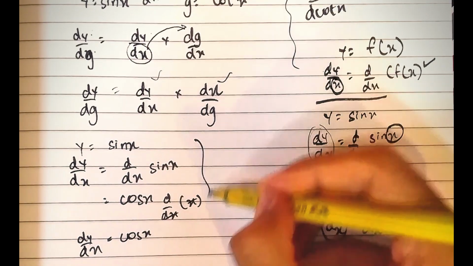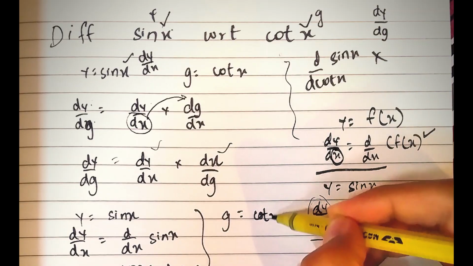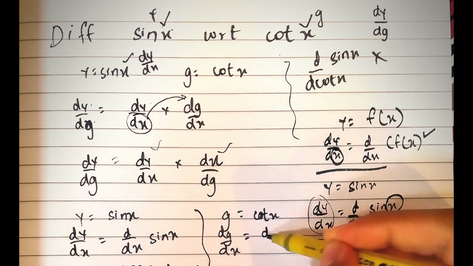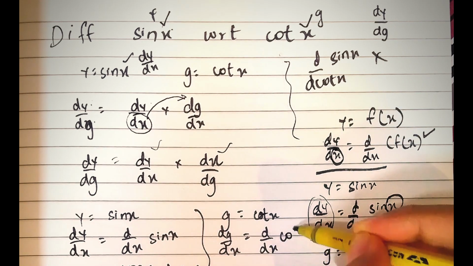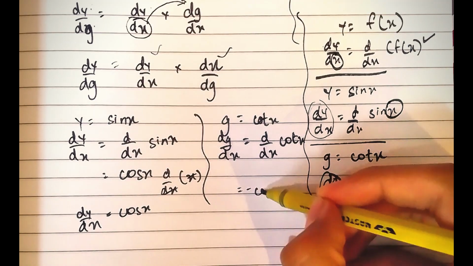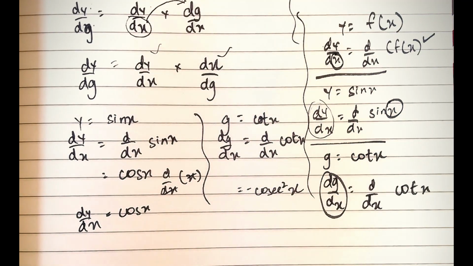Then we have the function g, which is equal to cot x. We have to apply the differential on both sides of the equation. dg by dx would be equal to d by dx of cot x. What would be the derivative of cot x? It is equal to negative cosecant squared x. And the derivative of the angle, which is x, would be 1.